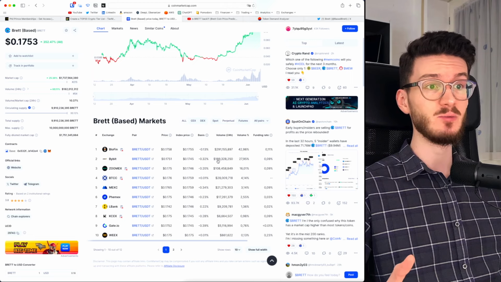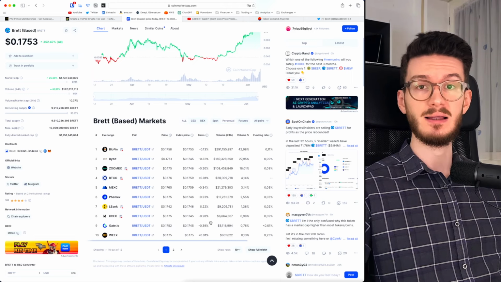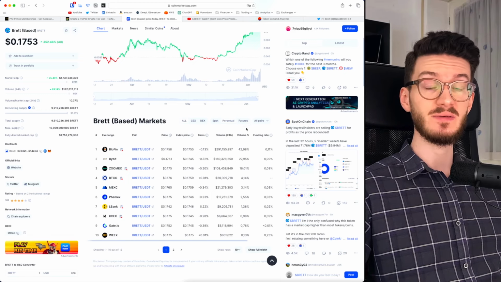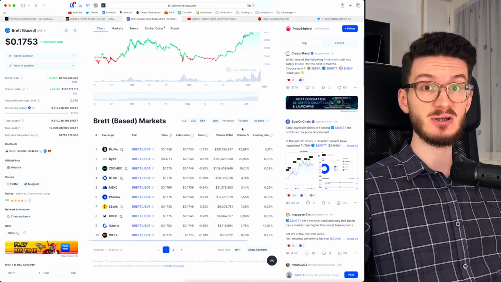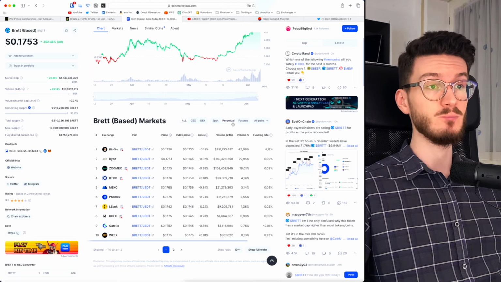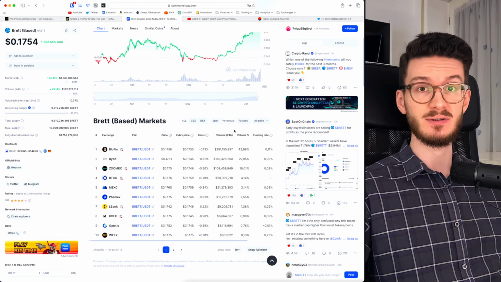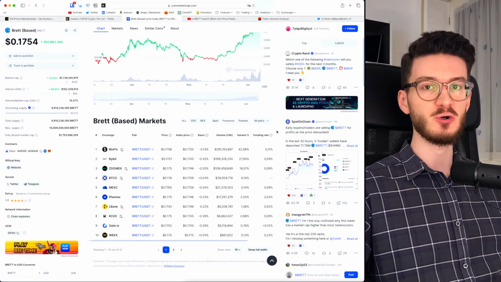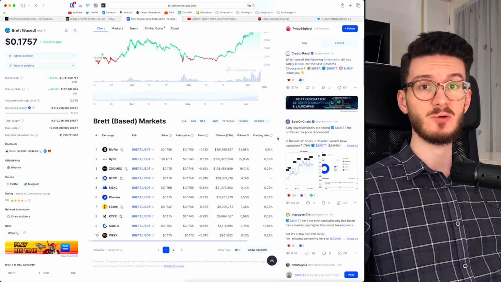Then comes Bybit with another $189 million. This is 28%, and so on and so forth. So the price move right now is driven by centralized exchanges, and on the centralized exchanges, mostly by leverage traders. And this is an explosive combination because leverage traders mostly are looking for short-term gains. And this sets us up for crazy volatility.